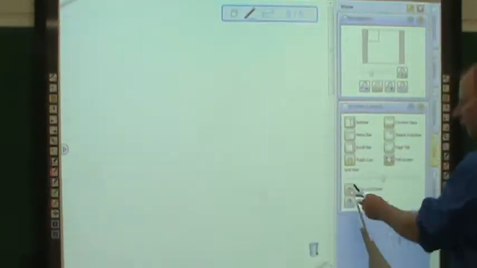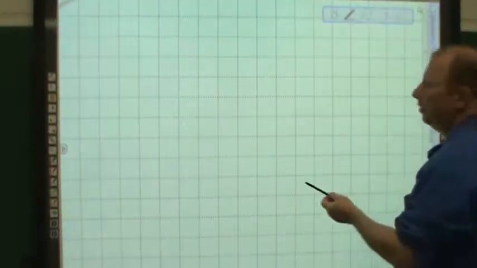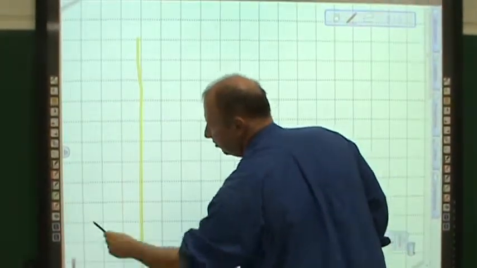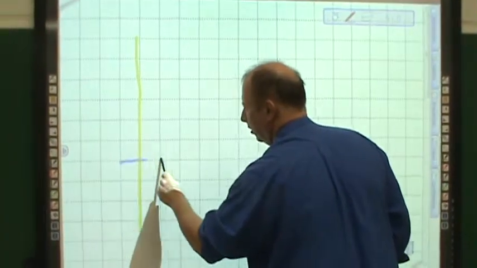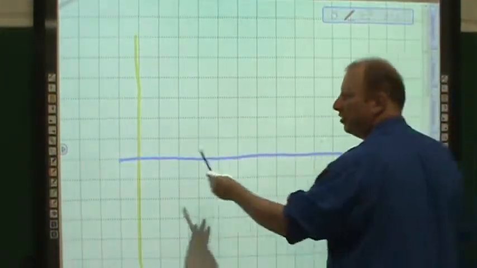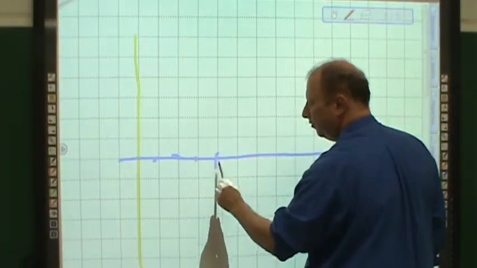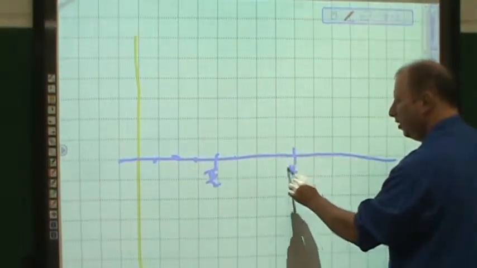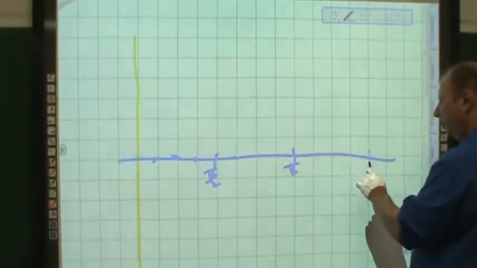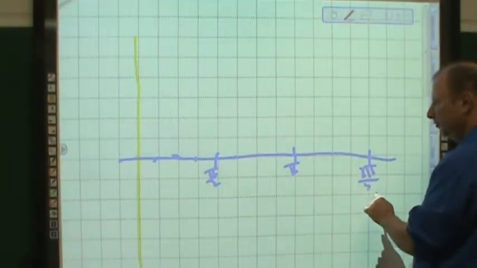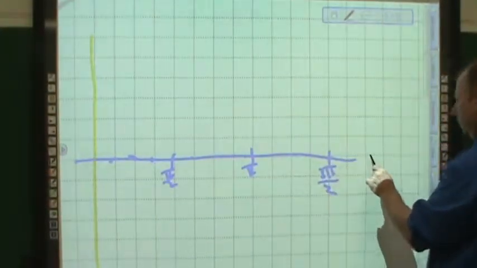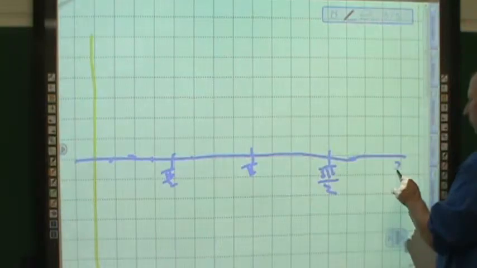We'll go to the next page. View, show grid. Okay, in other words, if you're graphing it and your teacher asks you to do it, what I do is 1, 2, 3, 4. This is pi over 2. 1, 2, 3, 4. Pi. 1, 2, 3, 4. 3 pi over 2. And finally, 1, 2, 3, 4. 2 pi.